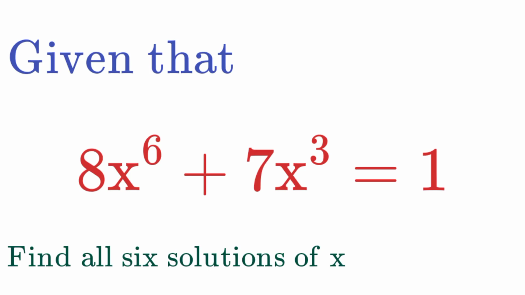In today's tutorial, we have the equation 8x to the power 6 plus 7x cubed is equal to 1 to solve for x. Remember, look at it. It is a polynomial equation of degree 6. So we are expected to have 6 solutions. So let's get straight into our solutions.